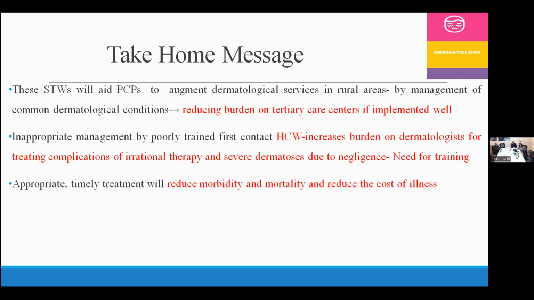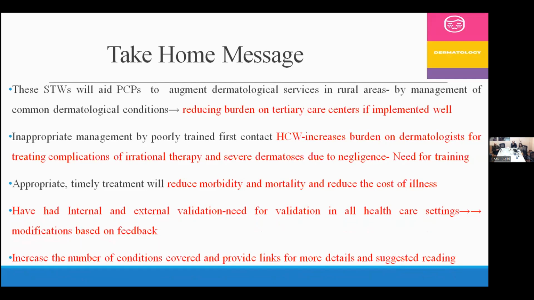Appropriate timely treatment, as we all know, will reduce the morbidity, mortality, and reduce the cost of illness, which is the aim, because Ayushman Bharat has three prongs, I think: minimum standard of care, then it should be easily accessible, and it should be cost effective.